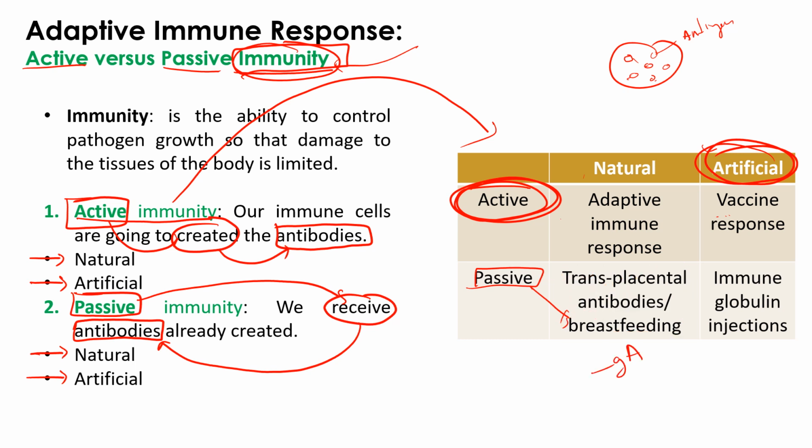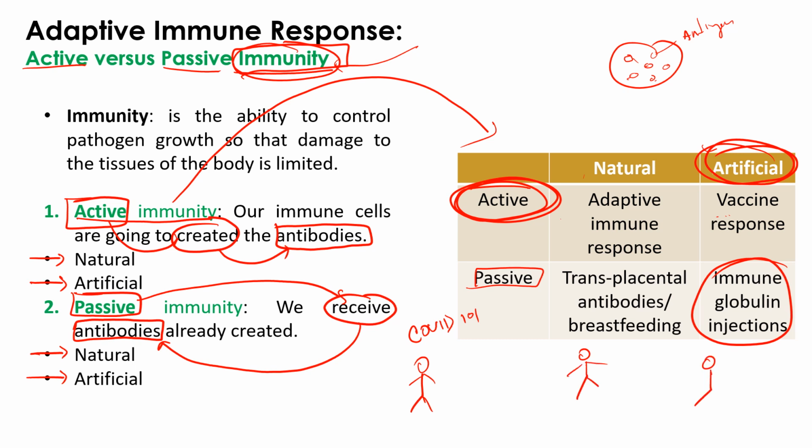Lastly, we have the immune globulin injections. So what is that, right? I'll give you an example, and we can use COVID. Let's say that we have this person here, and I'm going to use 3 actually, and you're going to tell me. Okay, so we have COVID-19, all right? Let's do the easy one.